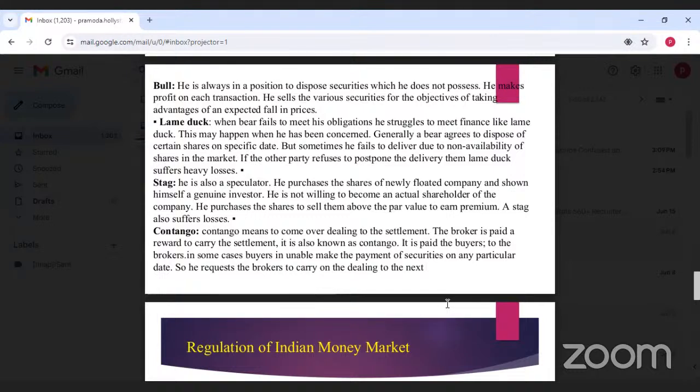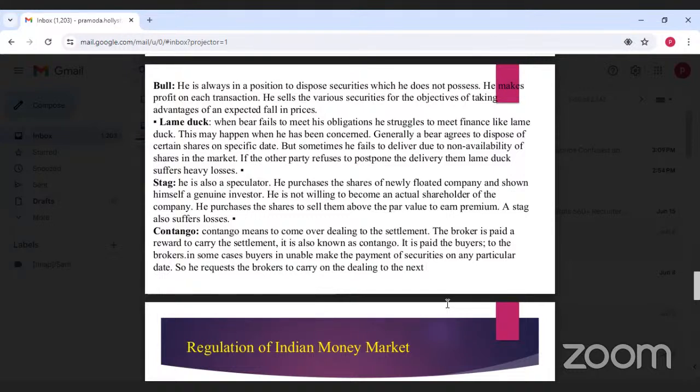Now, let's learn who is stag here. He is also a kind of speculator who purchases the shares of a new company, a company which has freshly come into the market, the new issue of shares. A genuine investor purchases the shares as a genuine investor. He is not at all willing to become an actual shareholder of the company, but he purchases the shares to sell them above the value at which he actually purchased.